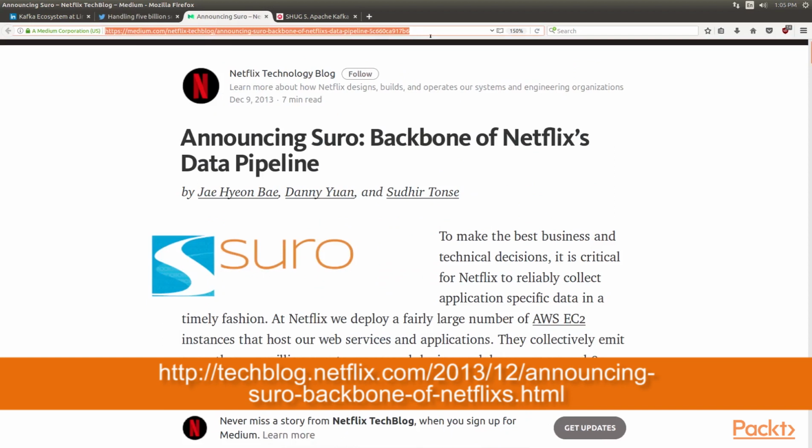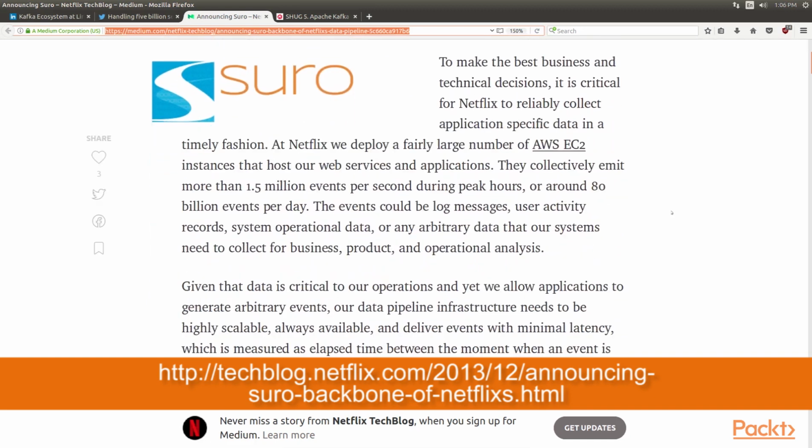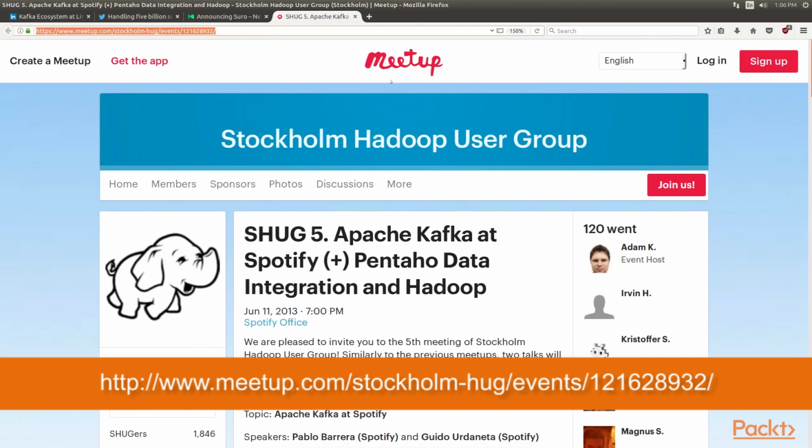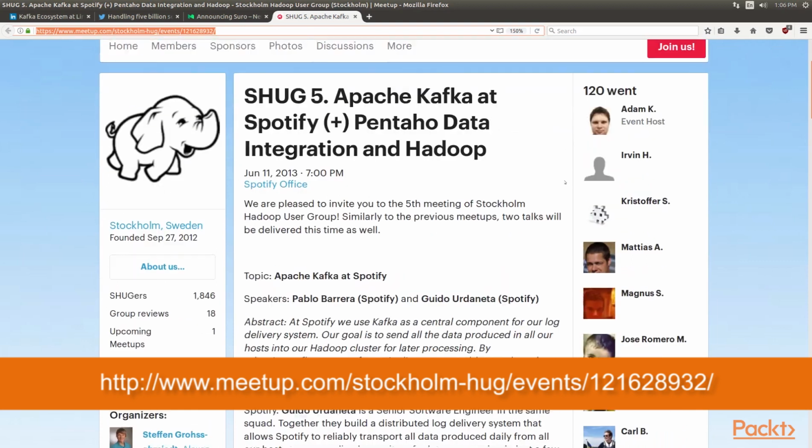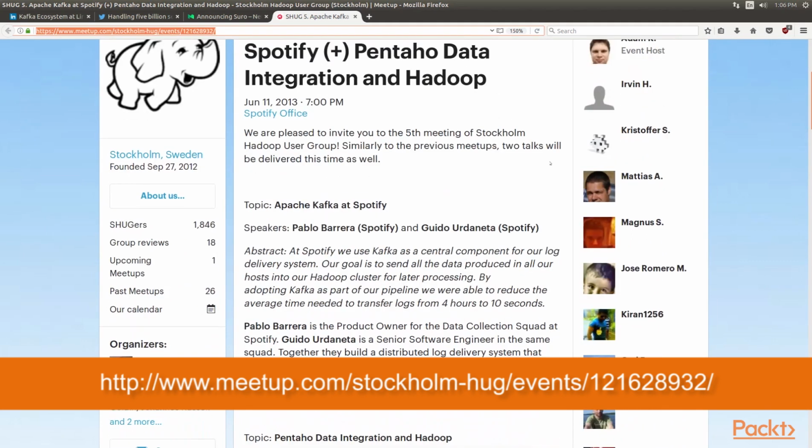Netflix. Thousands of hours watched per minute, and Kafka is the backbone of Netflix's data pipeline for real-time monitoring and event processing. Spotify. Thousands of hours of music per minute, and Kafka is used as part of their log delivery system. Yahoo. Used by the media analytics team for the real-time analytics pipeline. Their cluster handles 20 gigabytes per second of compressed data.